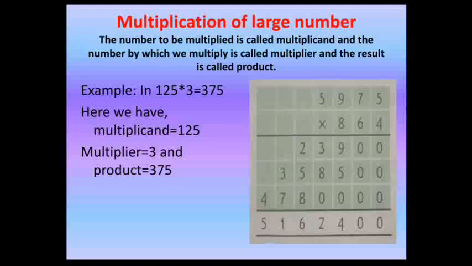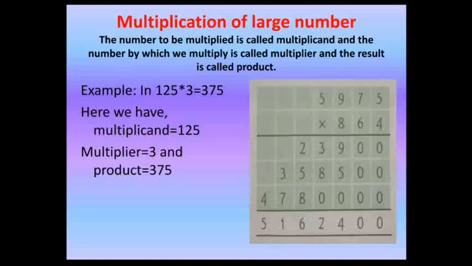Let's see this example. Example number 1. 125 is the multiplicand, 3 is the multiplier, and when you multiply 125 by 3, you get 375, and that is the product, that is the answer of multiplication. Now let's discuss the second example.